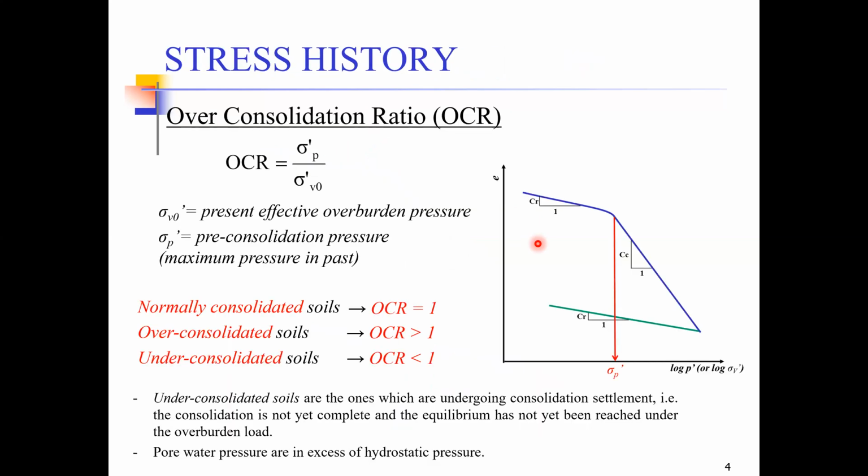And then, based upon the same thing, we also discussed the over-consolidation ratio, and we talked about how the over-consolidation ratio for normally consolidated soils is generally 1. For over-consolidated soils, it is greater than 1, and for under-consolidated soils, this over-consolidation ratio is less than 1. So this is a quick overview of what we discussed during our last discussion.